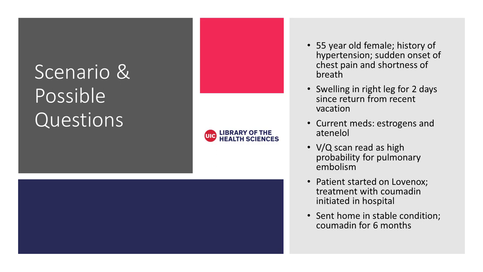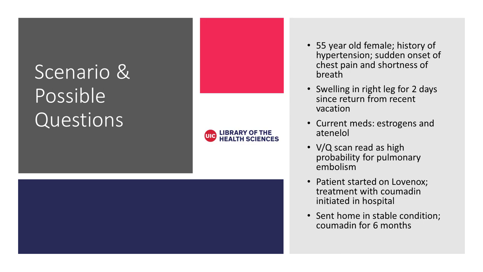A 55-year-old female with a history of hypertension had sudden onset of chest pain and shortness of breath with swelling in her right leg for 2 days since she returned from vacation. She is taking estrogens and atenolol. She had a VQ scan at the hospital which read as high probability for pulmonary embolism. She was started on Lovenox and treatment with Coumadin was initiated at the hospital. She was sent home in stable condition. She has now been on Coumadin for 6 months.